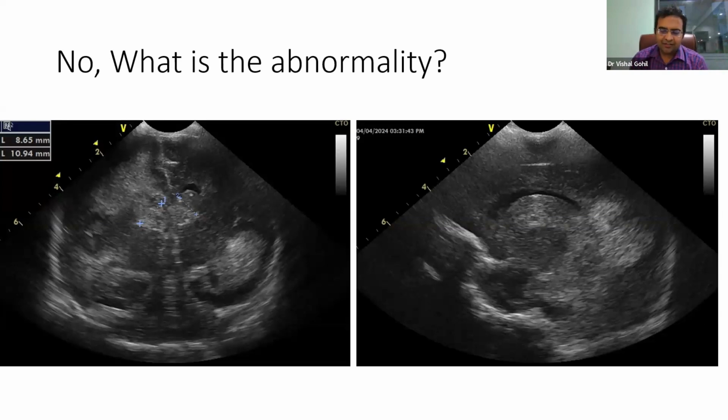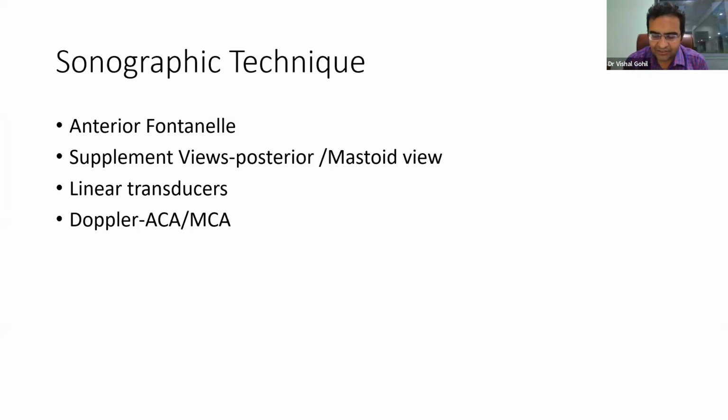Before I jump into all the views and grade 1 to grade 4 IVH, I would like to discuss the ventricular anatomy, because it is very important to fit the 3D structure in your mind. If you know the anatomy, definitely it is easy for you to diagnose all kinds of IVH and all kinds of hydrocephalus.